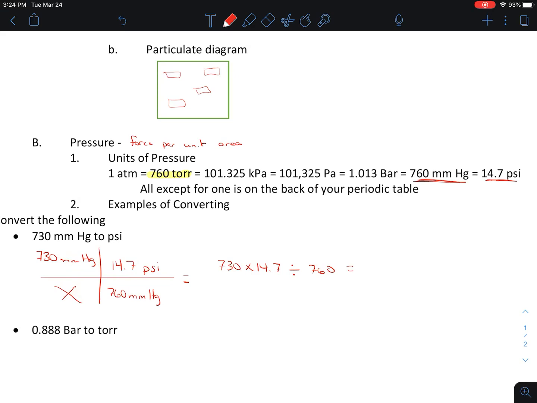Typing this into my calculator: 730 times 14.7, and then divide by 760. We should get 14.1197, but we keep just 14 as our answer, and it's in PSI. The reason we kept two significant figures was because our initial problem only had two. So 14 PSI. Make sense? Awesome.